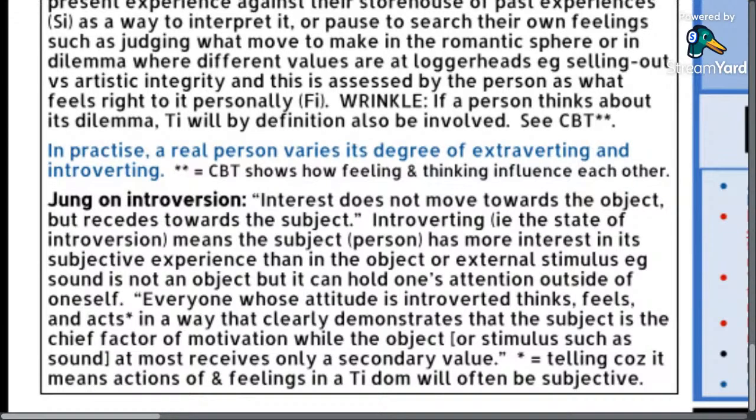Introverting has more interest in the subjective experience than in the object or external stimulus. Everyone whose attitude is introvert thinks, feels, and acts in a way that clearly demonstrates the subject is the chief factor, while the object at most receives only a secondary value. Right. What was that bit there about passive introversion?